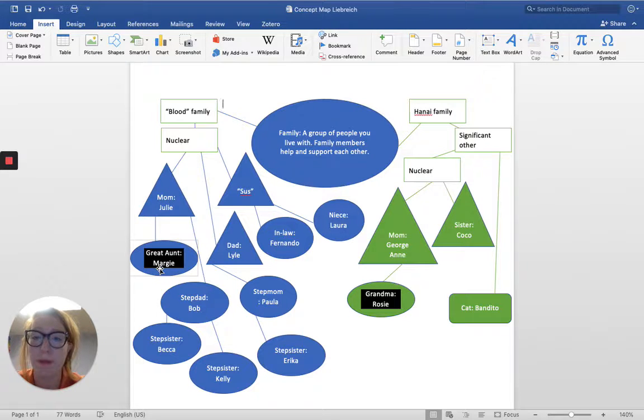So you might think about, who do you support? Who do you call or text when something really good happens? Or who do you go to for advice when you're struggling with something? Who do you live with as well?